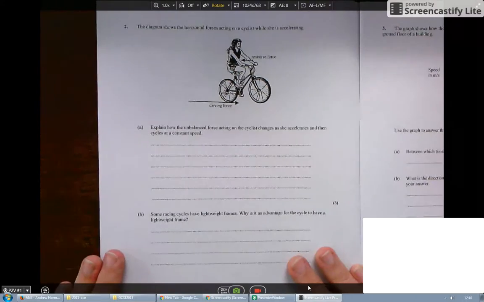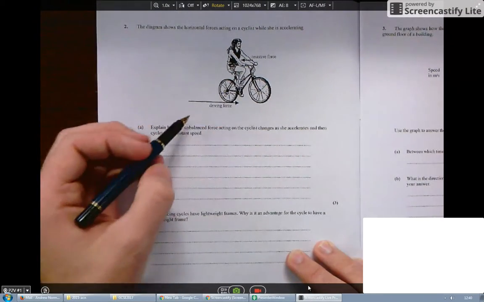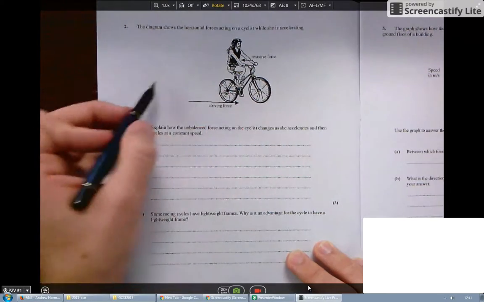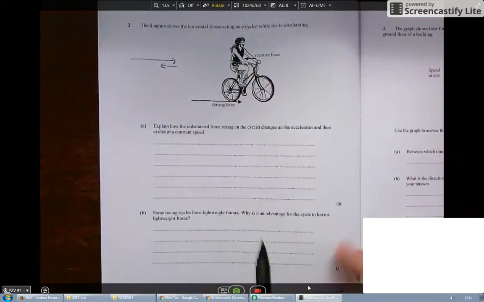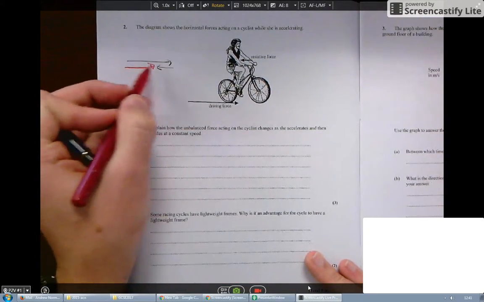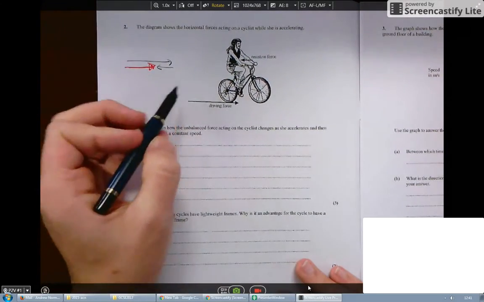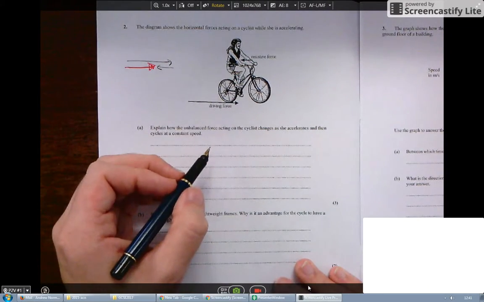The diagram shows the horizontal forces acting on a cyclist while she's accelerating. We know that she's accelerating here because the driving force is bigger than the resistive force. So that means that the overall force, or the resultant force, which in this question is called the unbalanced force, is still forward. So she's accelerating in this direction. Now we want to know how it changes as she accelerates.